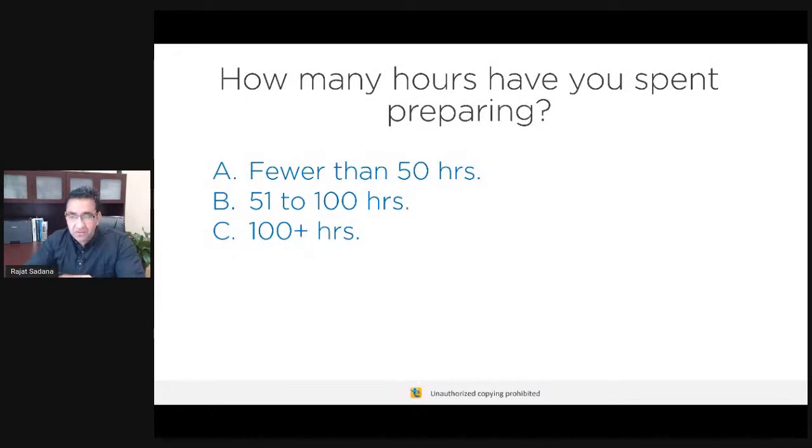Then let's go towards the next question, which is: how many hours have you spent preparing for the test? Again, A, B, and C, you can see the numbers over there. A is fewer than 50, B is 51 to 100, and C is more than 100 hours. Okay, lots of people in the C bracket here, more than 100 hours. Let's get a few more responses. We have some people in A and B as well. Now let's go to question 3.